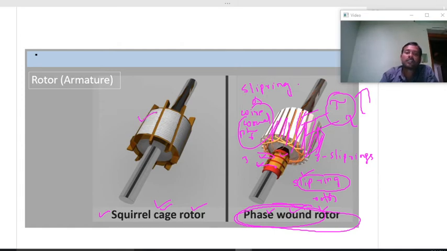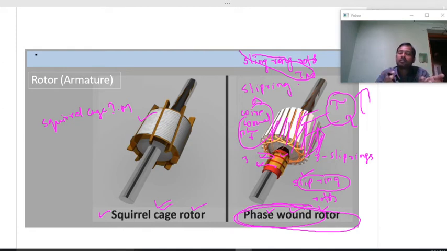If you use this squirrel cage rotor in an induction motor, that becomes a squirrel cage induction motor. If you use this slip ring rotor in an induction motor, that becomes a slip ring induction motor. These are the two types of induction motors available based on the rotor.